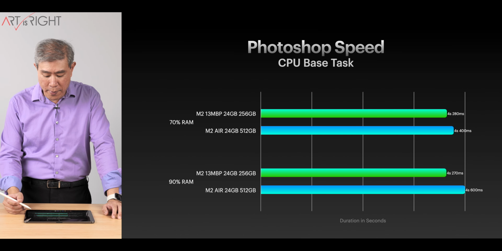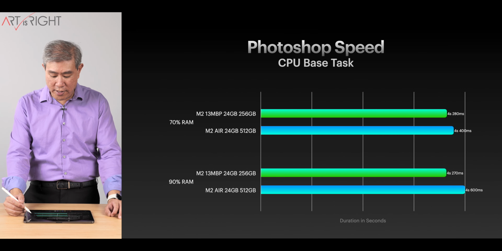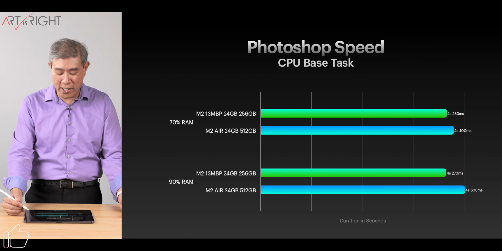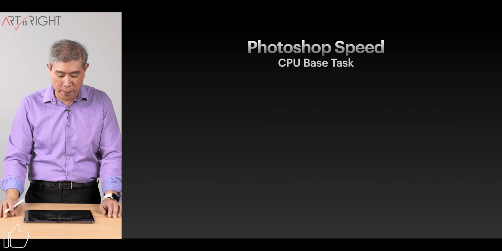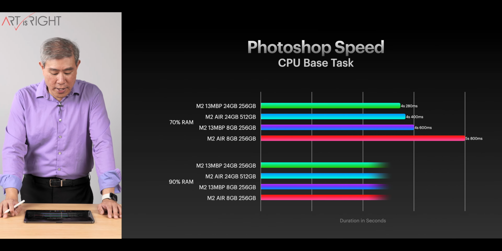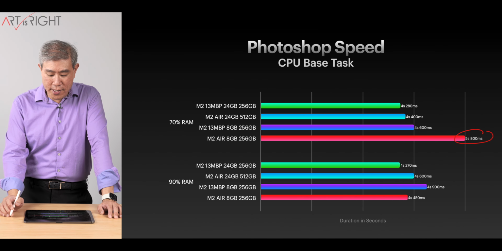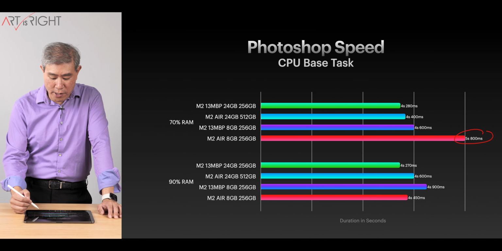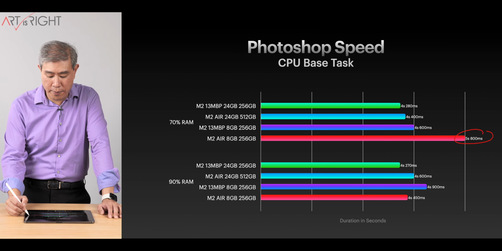So for this, let's take a look at Photoshop speed, and for this I'm testing 70 and also 90% RAM allocation. Pretty much what we would expect. The active cooling is performing slightly faster, but we're talking about milliseconds. Technically, if you round these all up, they are literally about the same. Comparing this with the other machine, the 8 gigabyte one with 70% RAM tends to take a little bit longer on the Air, but otherwise you can see the way these are clustering up. They're performing really close to each other.